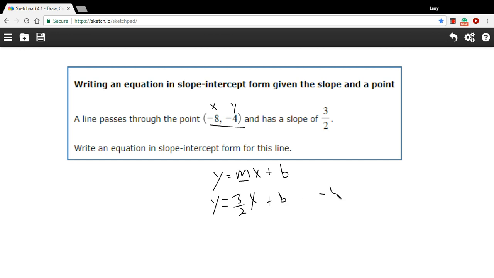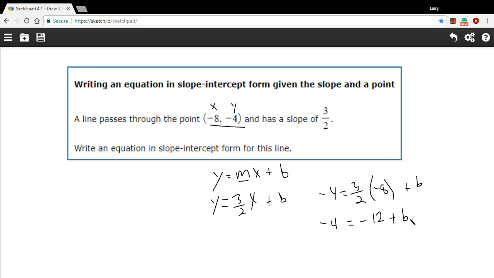y is -4, and then we have 3 halves times x is -8, and then we have our plus b. All right, so 3 halves times -8. 8 divided by 2 is 4 times 3 is 12, so that's -12 over there. We got a -4 here, and we have our plus b still.